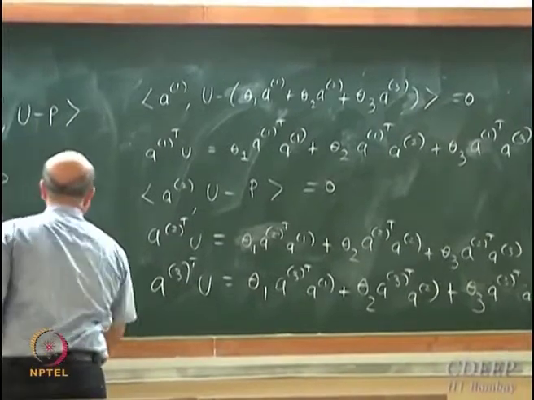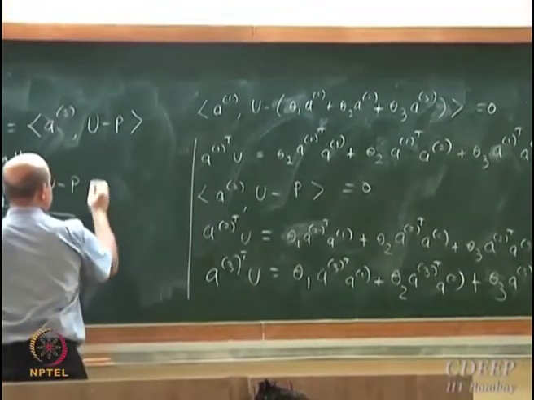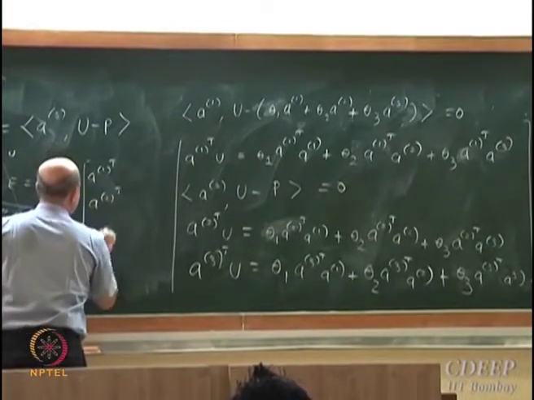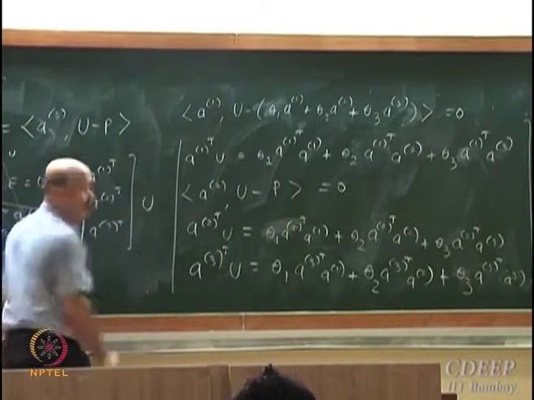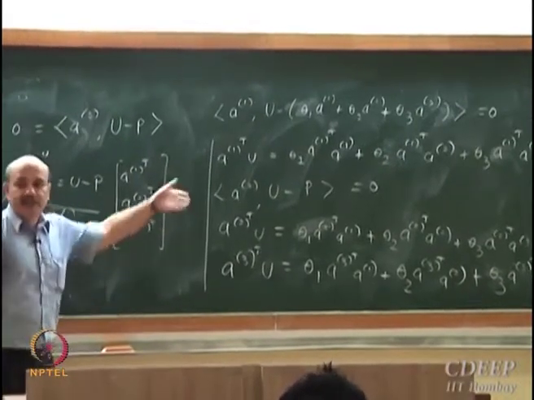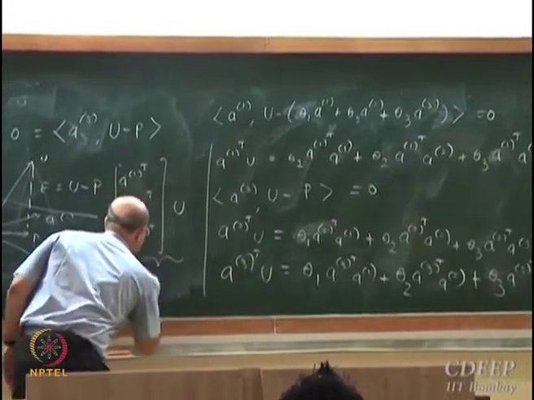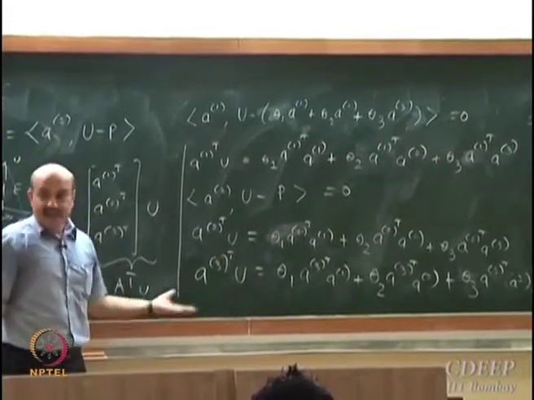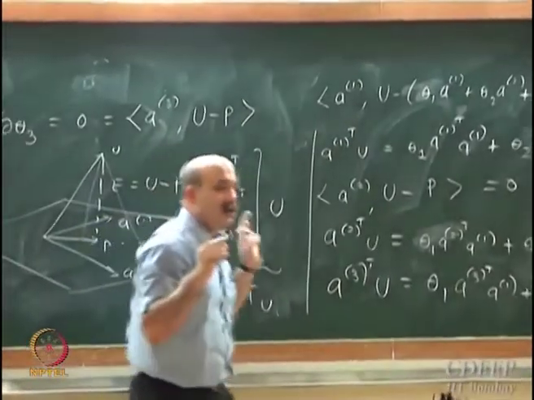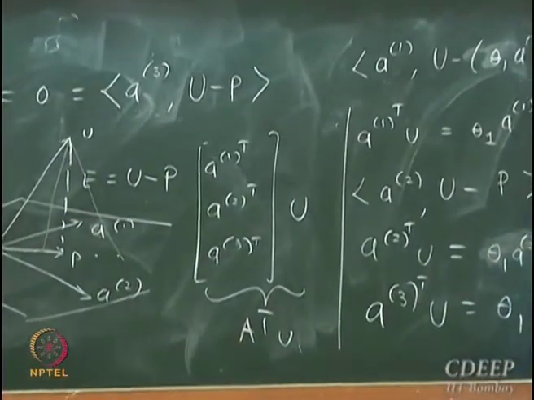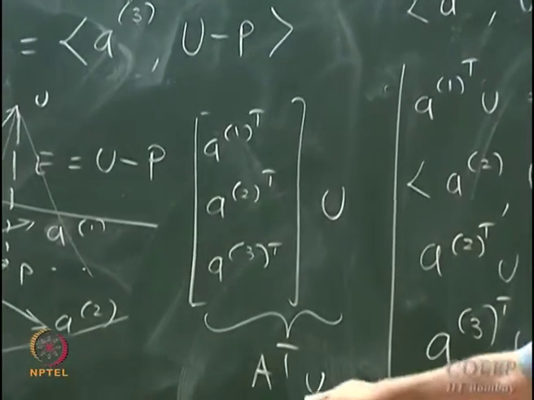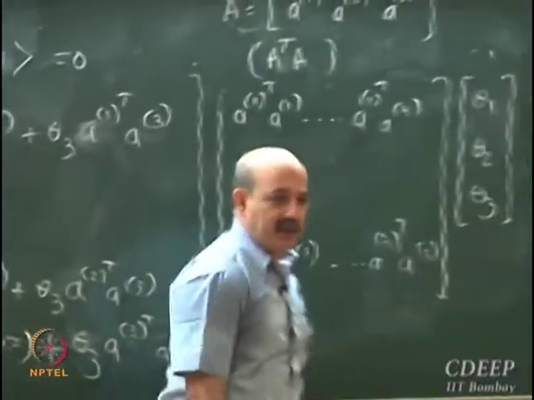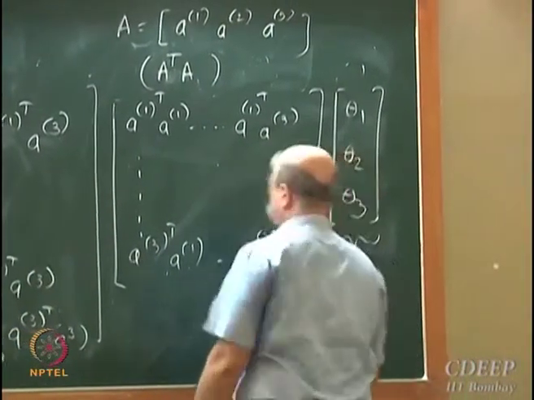The LHS I can write as A1 transpose, A2 transpose, A3 transpose times u. What is this? A transpose u, right? That is the result which we got purely by doing algebra of necessary conditions of optimality. So A transpose u is equal to A transpose A times theta, least square solution, right? So this is my theta.